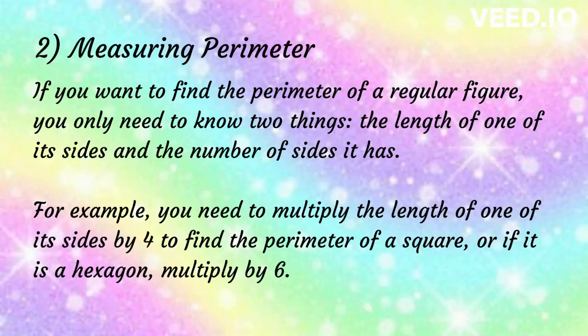For example, if you want to find the perimeter of a regular figure like a square, you need to multiply the length of one of the sides by 4. This is because a square has 4 equal sides, and to find the total length of all the sides, you need to multiply the length of one side by the number of sides. Similarly, if you were to find the perimeter of a hexagon, you need to multiply the length of one of its sides by 6.